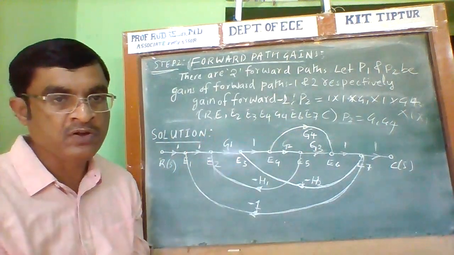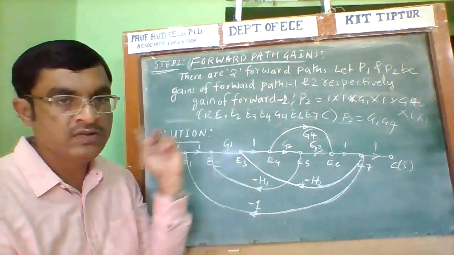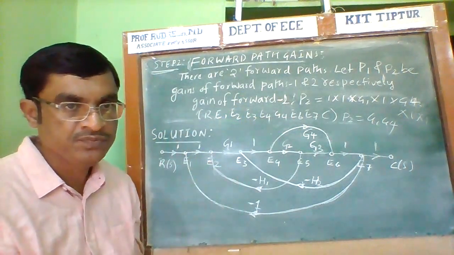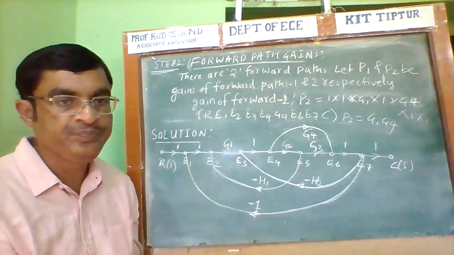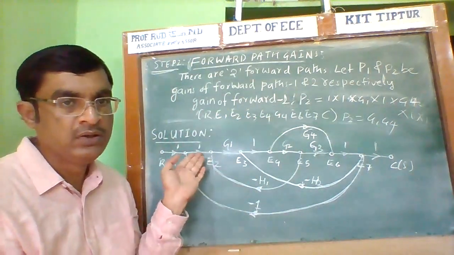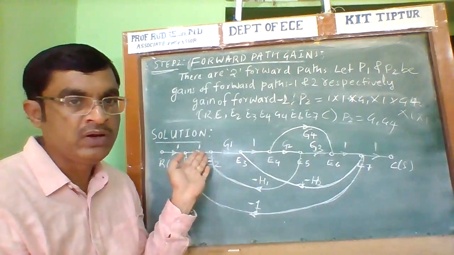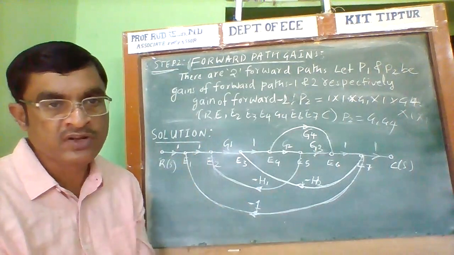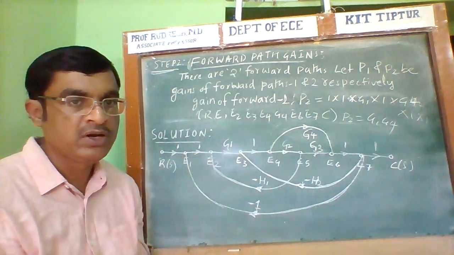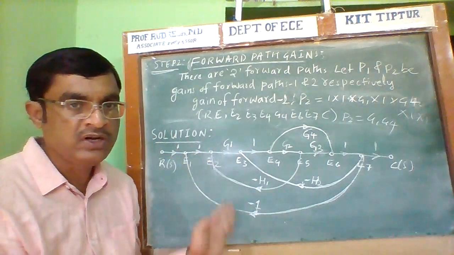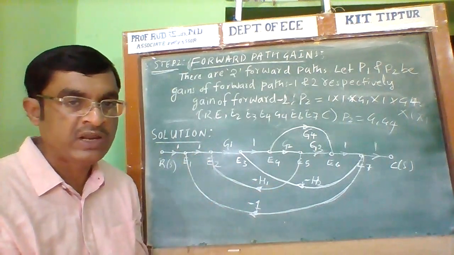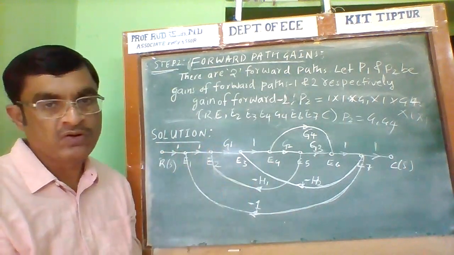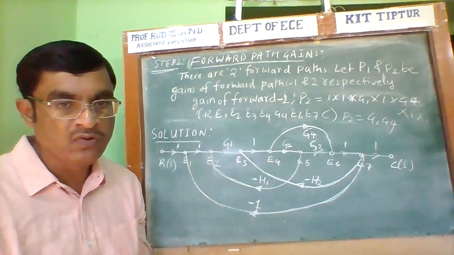If there is any other than this, you have to identify it and then go for the next step. Otherwise, if you miss one forward path, then the value of delta is also wrong, and the further step values will automatically become wrong. That is why identification of the forward path is also very important. So once we identify and calculate the forward paths, in the next step we go for calculating.